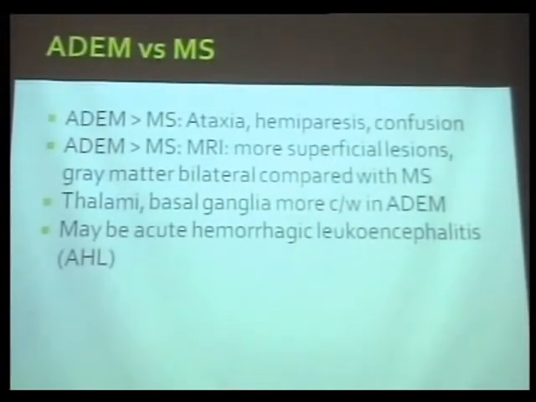Just to summarize the things that she showed you on the clinical and radiographic differences between ADEM and MS. ADEM has more ataxia, hemiparesis, and the encephalopathy signs, confusion, and changes in mental status. ADEM lesions are bigger. They involve gray matter. They're bilateral, chunky lesions that are all gadolinium enhancing at the same age. And the thing I look for is that thalamic and basal ganglia involvement, which can occur in demyelinating disease, but is much more common in my experience with ADEM. In addition, there's a hemorrhagic form, which I just mention for completeness.